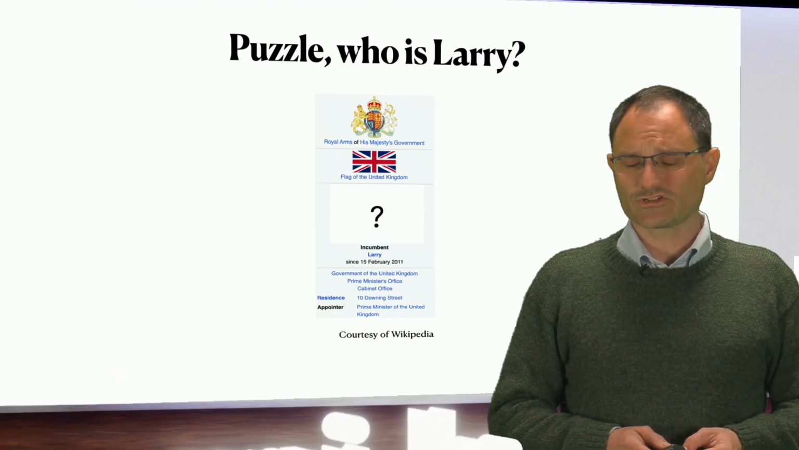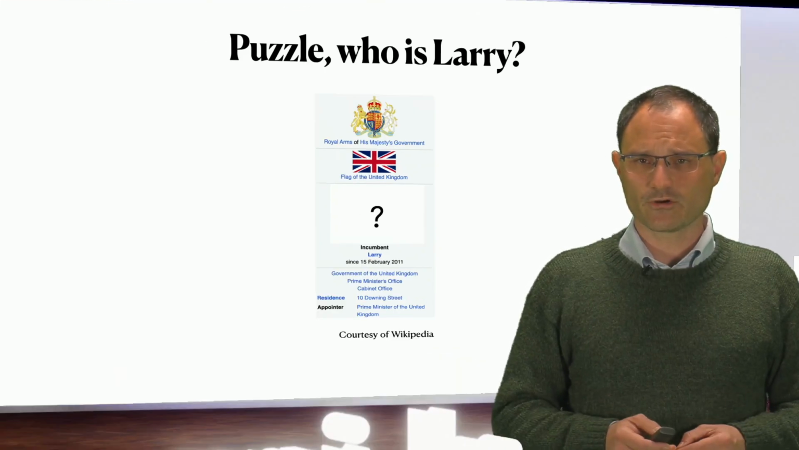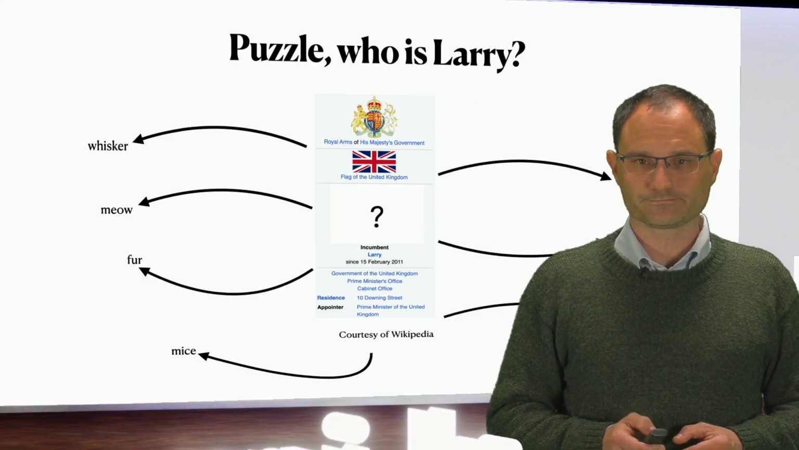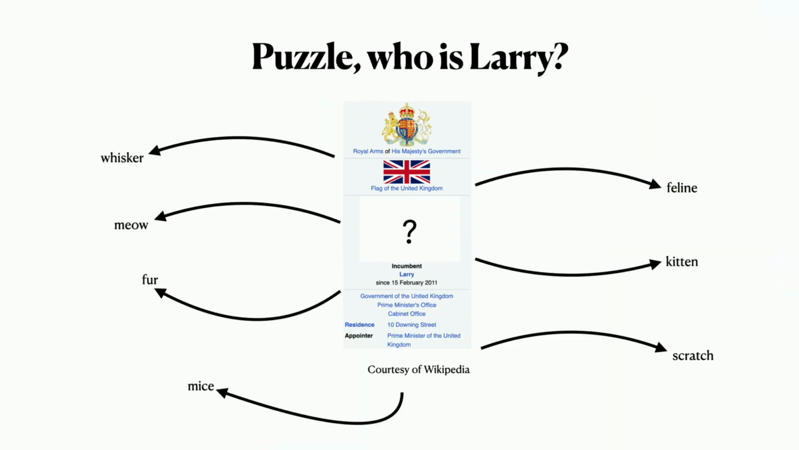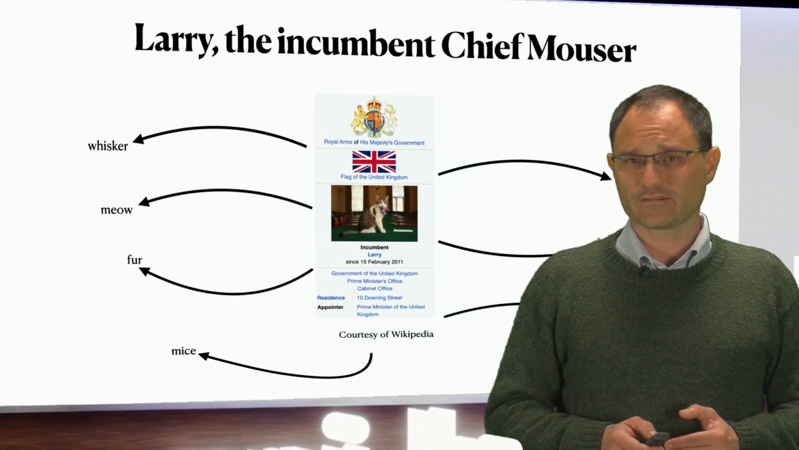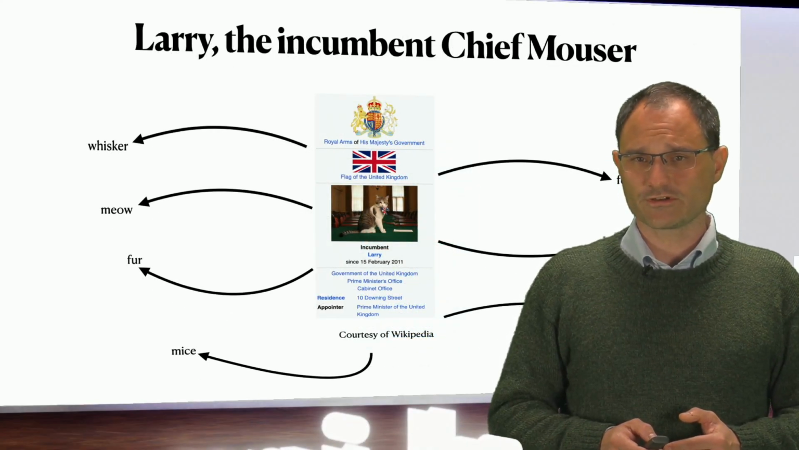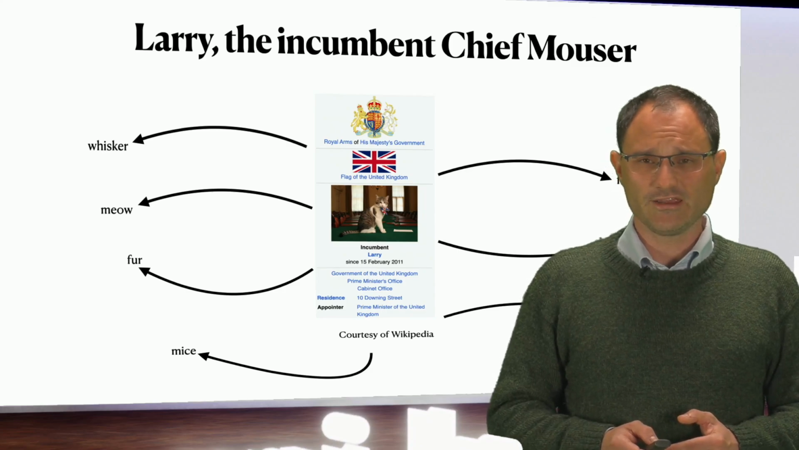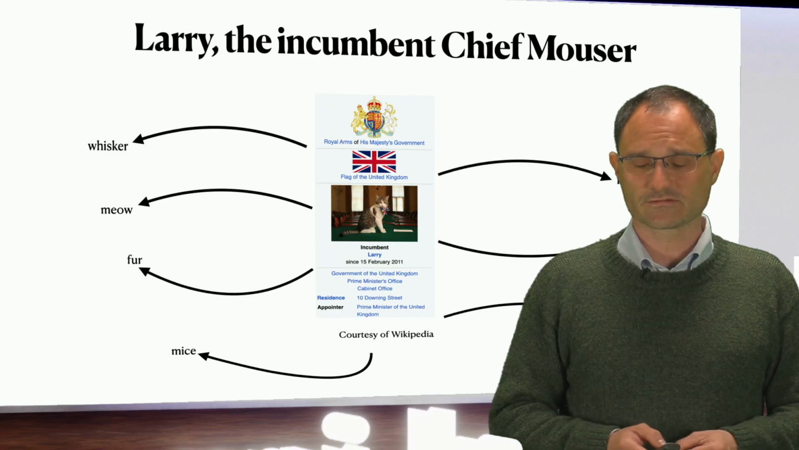To answer this question, let me show the typical words accompanying Larry. So the words that typically occur with Larry are the following ones: male, fur, whisker, feline, and so on. So what is Larry and who is Larry? Larry is a cat. He is the current chief mouser to the Cabinet Office. He lives and works at Downing Street, and his job is to catch mice.